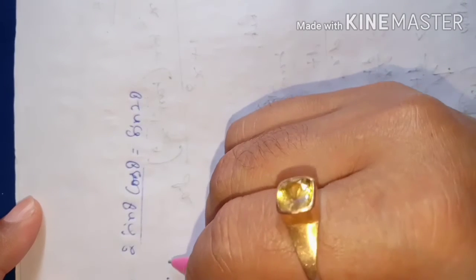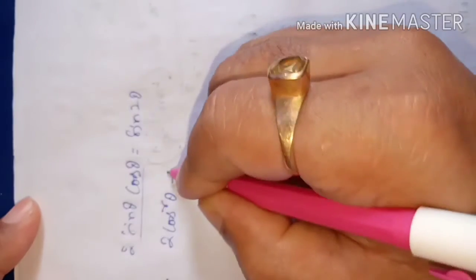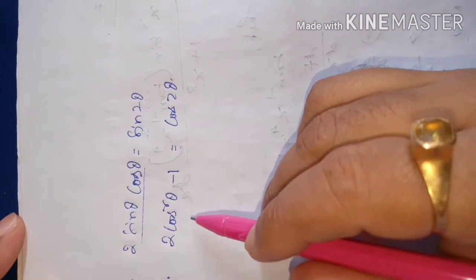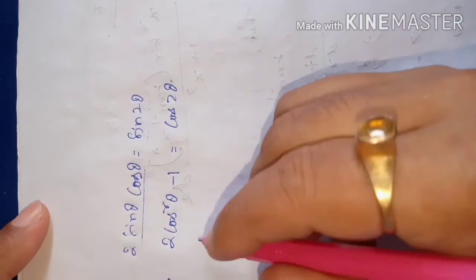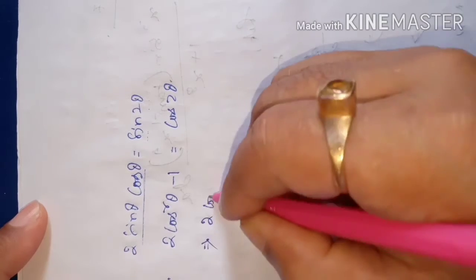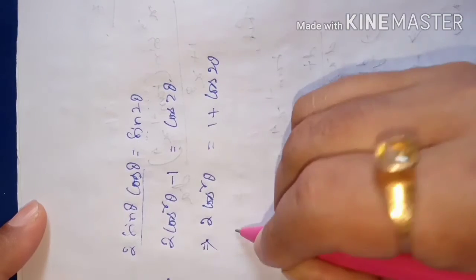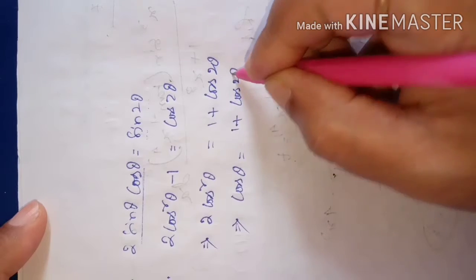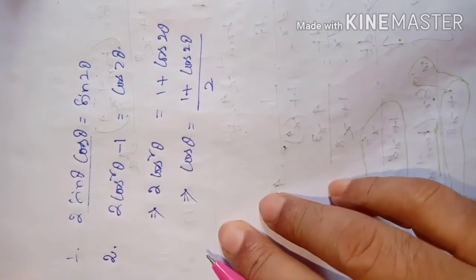Another identity that you recall: 2 times cos square theta minus 1 is equal to cos twice theta. So whenever a problem is given in terms of cos square, you can convert it into cos twice theta. Suppose simply cos square is given. How will you change it? You can do like this: 2 cos square theta is equal to 1 plus cos twice theta, and from here cos square theta is equal to (1 plus cos twice theta) by 2. So identities help us to change from one form to another form.